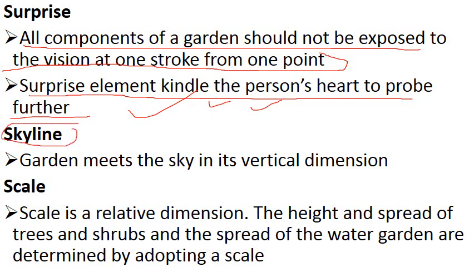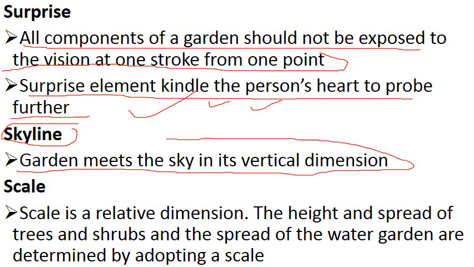Okay, then comes skyline. Skyline is where the garden meets the sky in its vertical dimension. Just imagine there is a big, huge tree. So what will happen?